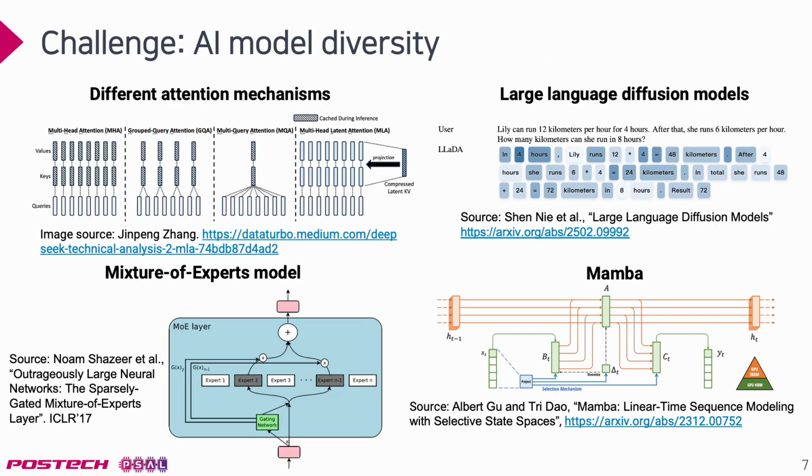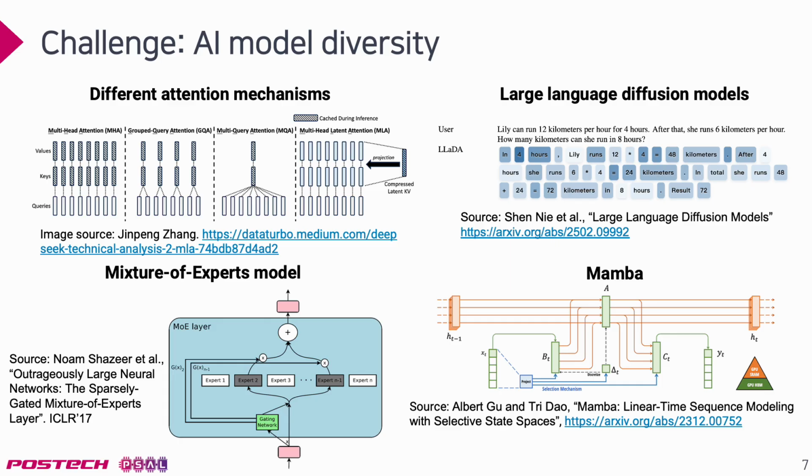However, there are several challenges in meeting these requirements. First of all, the AI models are very diverse, and it's becoming more and more diverse. So even within the transformer architecture family, the attention mechanism can be implemented in very different ways. In addition, the feed-forward networks can be implemented in many different ways, including the mixture of experts model.